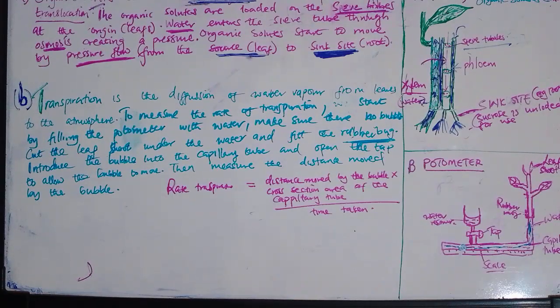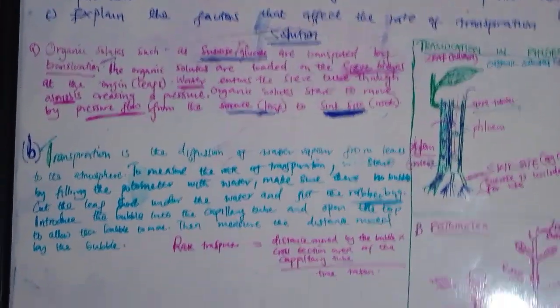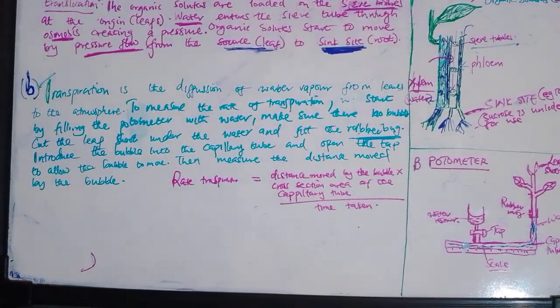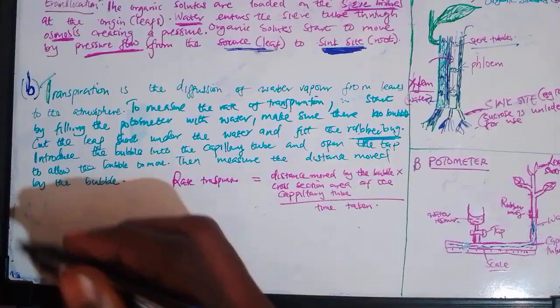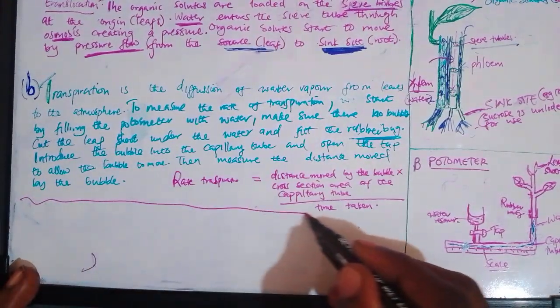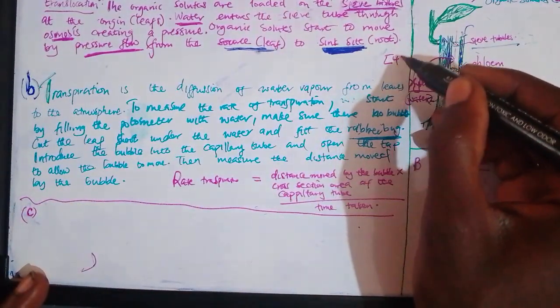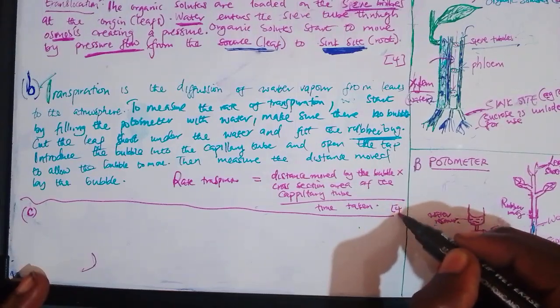So moving on to our final question, which is: explain the factors which affect the rate of transpiration. So what are the factors that affect the rate of transpiration? Here is the final part, part C. Meaning here you have gotten 4 marks, and even here you have gotten 4 marks.